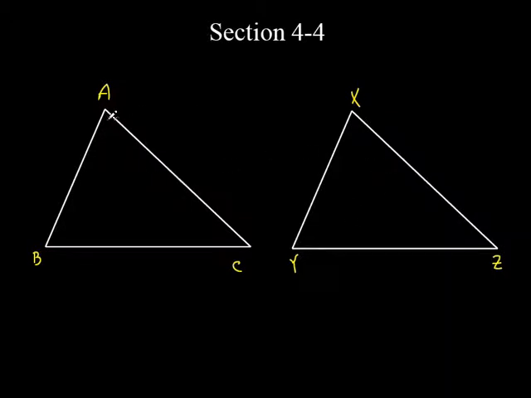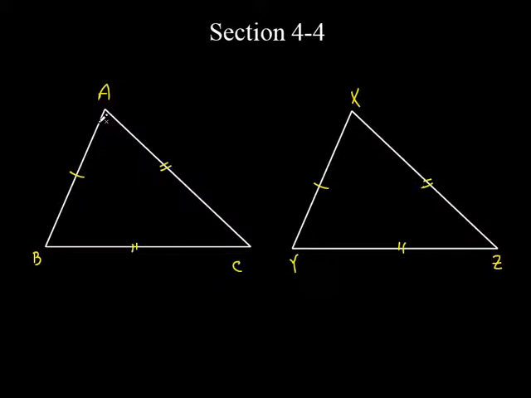So what do we know about all the sides? We know all 6 parts are what? All corresponding parts are what to each other? Are congruent to each other, exactly right. So I know AB will equal XY. I know that BC equals YZ. I know that AC equals XZ.